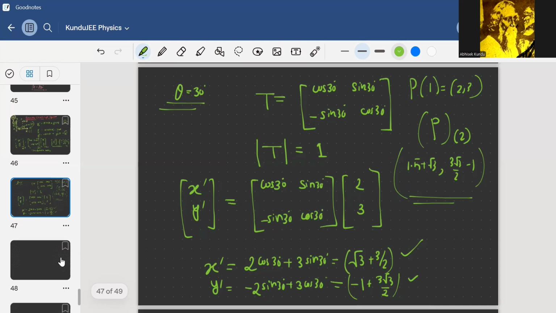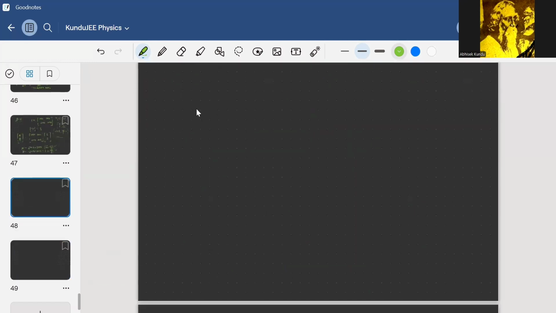Now, this is in 2D. But the actual transformation matrix is 3 cross 3, and any coordinate in 3D is of course denoted by 3 values. Let's say the same point, point P only. Now I'm representing it in 3-dimensional space. So the coordinate will be written 2, 3, 0.